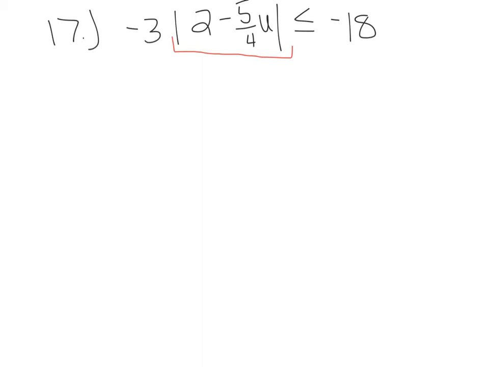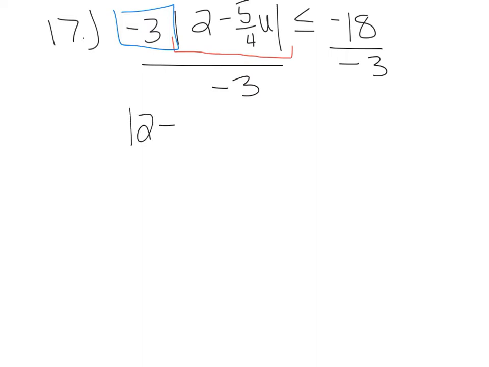So to do this, I'm going to divide both sides of the inequality by -3. The reason I divide by -3 is because -3 in front of the absolute value bar means that it's being multiplied. So to solve, I divide. My new inequality is the absolute value of 2 minus 5/4 u is greater than or equal to 6.